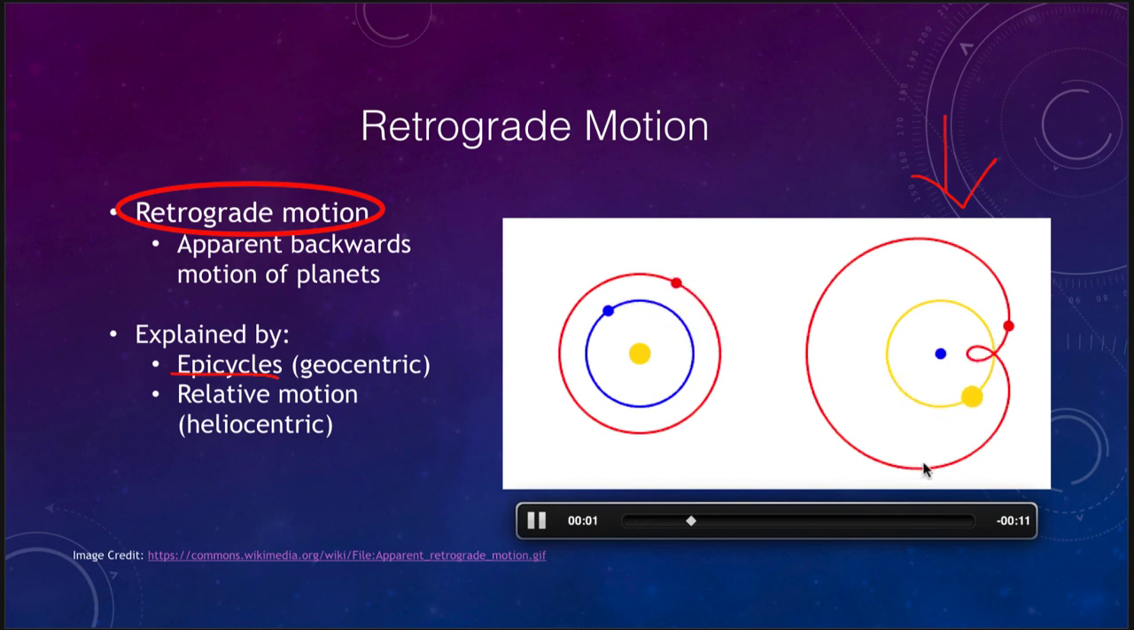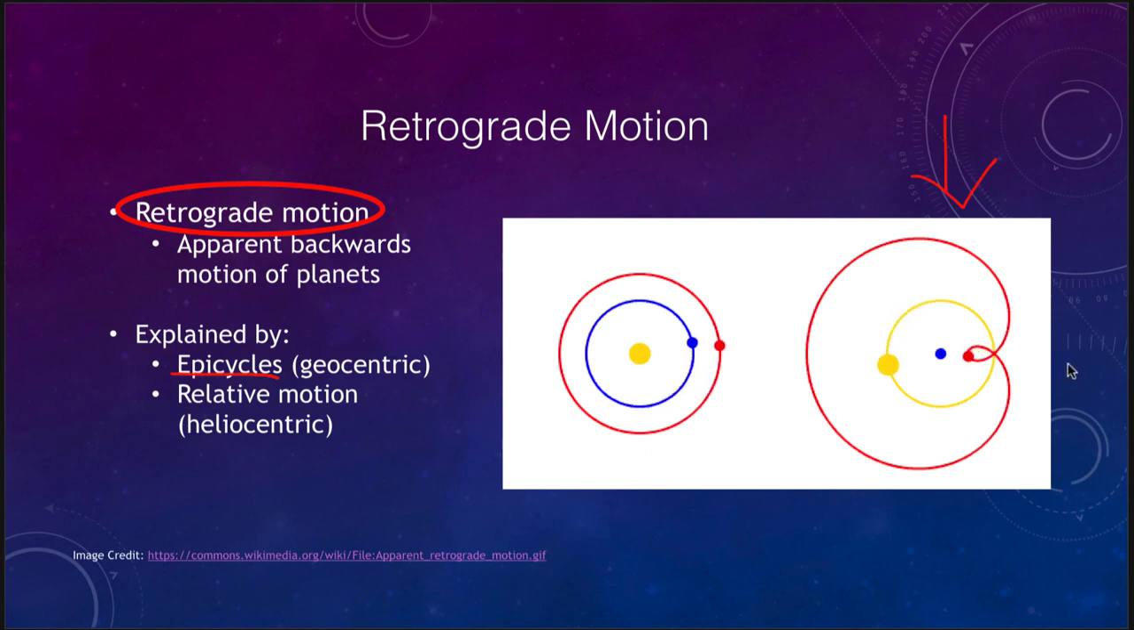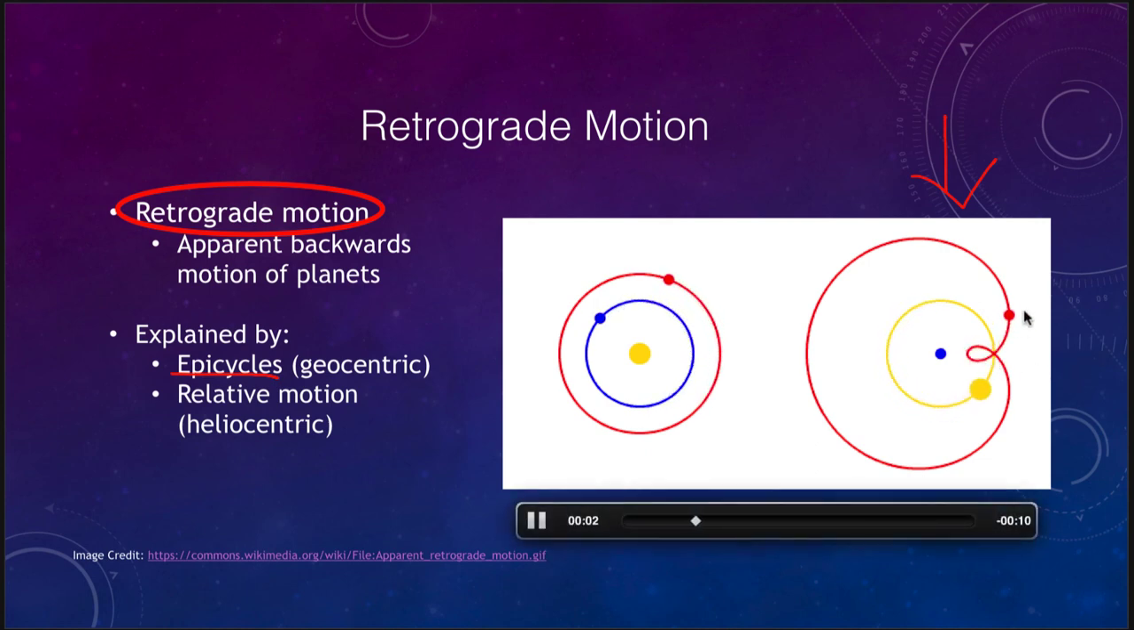And its net orbit as it moves around its epicycle would then give it this backward motion. So even though the planet moves in multiple circles, when you put those circles together, it gives it this unusual shape that accounts for the retrograde motion.